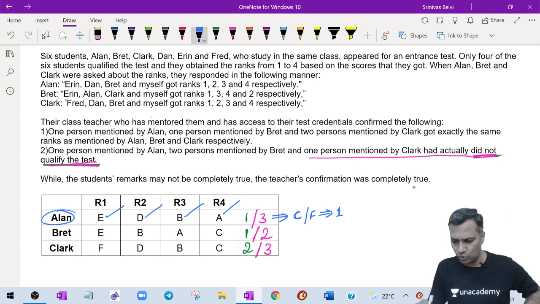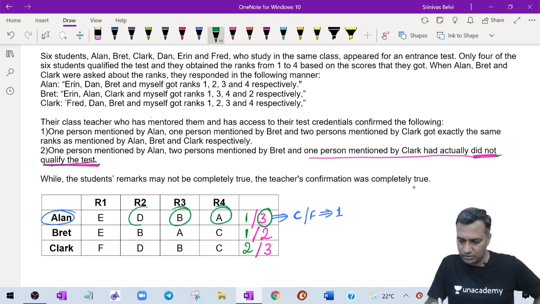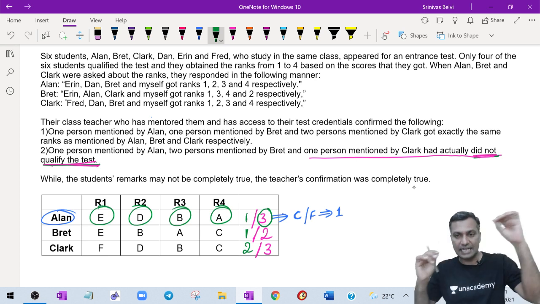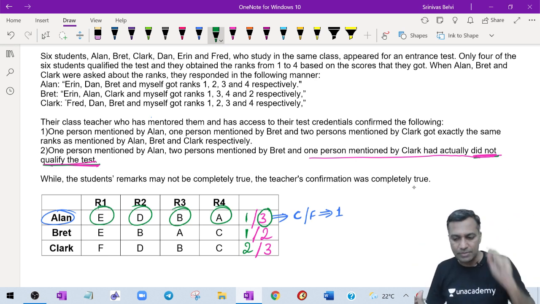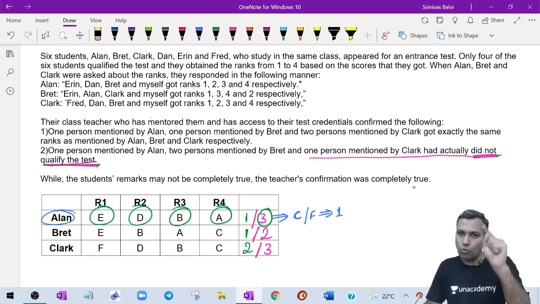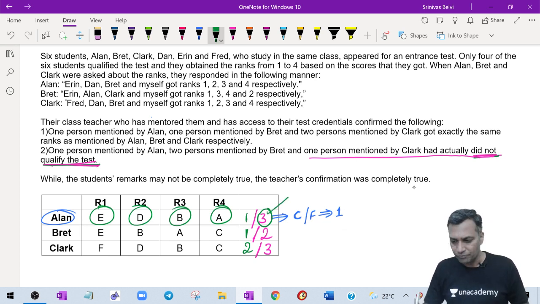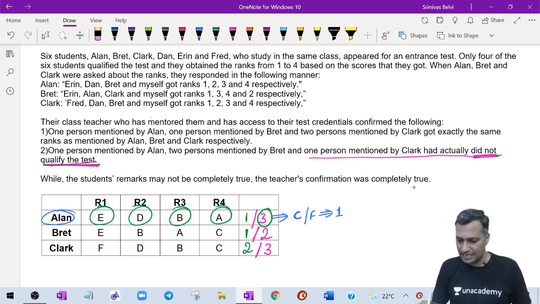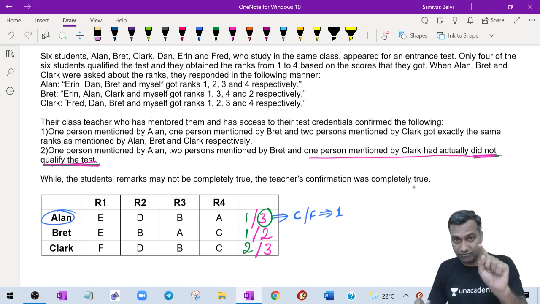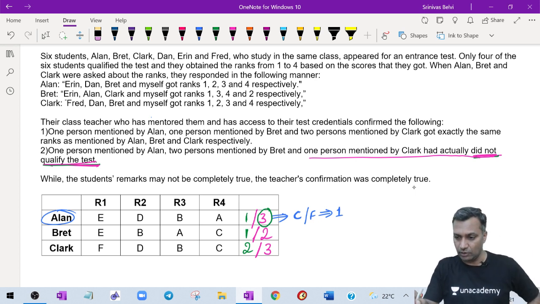You may wonder, how do you know? Because look at what the teacher is saying. Alan got three names in the rank list, which means one name is missing. Who are the two missing characters in Alan's rank list? C and F are the missing characters. Between them, one of them should be there because there are four people in the rank list, and here is the number three. Therefore, that one person has to be between C and F, but I don't know who it is. Fair enough.